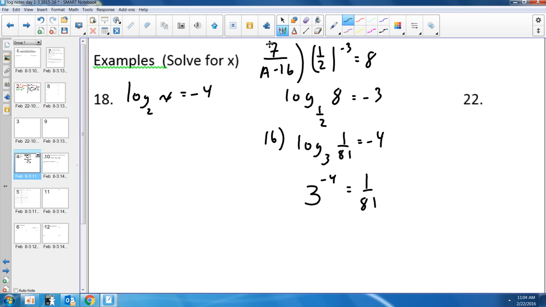So again, I want to change it around so it becomes 2, the base, to the negative 4th is equal to x. You have that negative exponent, so that becomes 1/2 to the positive 4th equals x, and that's 1/16 is equal to x. Once you change that around, it becomes pretty obvious in terms of what x equals.